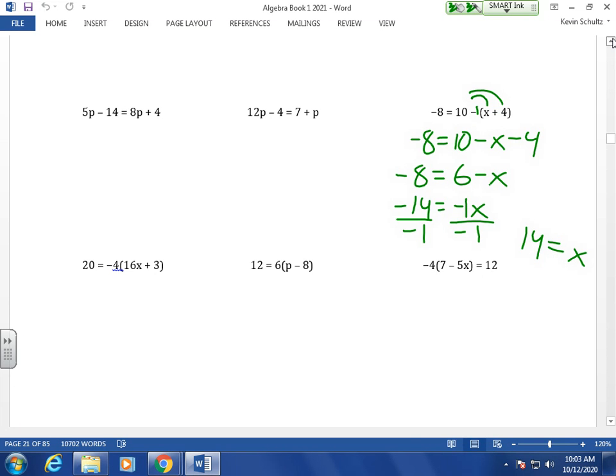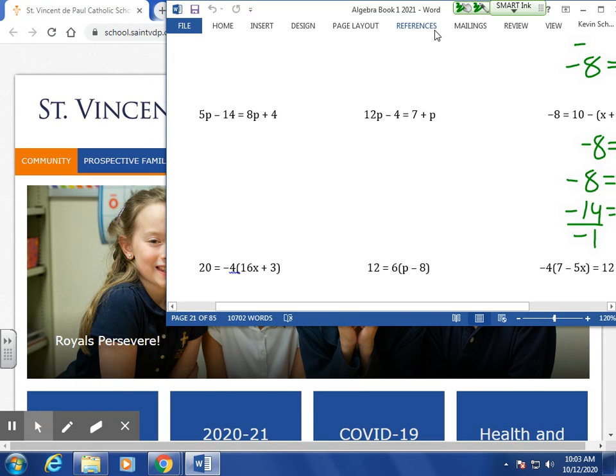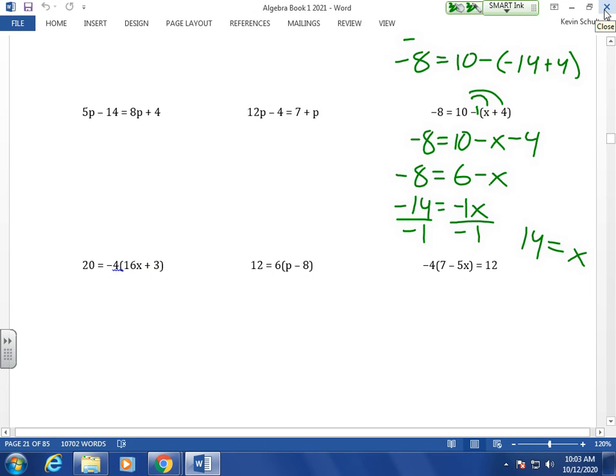Positive 14 equals x. Now, if you got this question incorrect, you should have caught that when you plugged it back in to check it, right? If you left it as negative 14 and you went up here and you said negative 8 equals 10 minus negative 14 plus 4, well, negative 14 plus 4 is negative 10, and so then you'd have negative 8. What did I just do? I broke it. Okay, you'd have negative 8 equals 10 minus negative 10, which equals 20. And negative 8 doesn't equal 20, right?